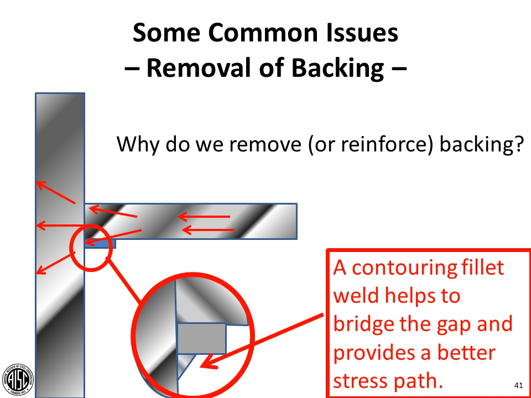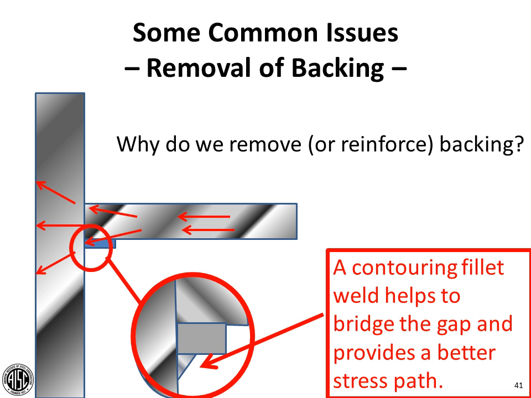So when that's a concern, we've got a couple different options. One is if you're at the top flange of a typical moment-connected beam, or more generally, if you're towards the inside of the section with your backing, then you can provide a contouring fillet and leave the backing in place. And that fillet will tend to bridge the gap where that incomplete fusion is there, and it just sort of generally provides a better stress path through that backing.